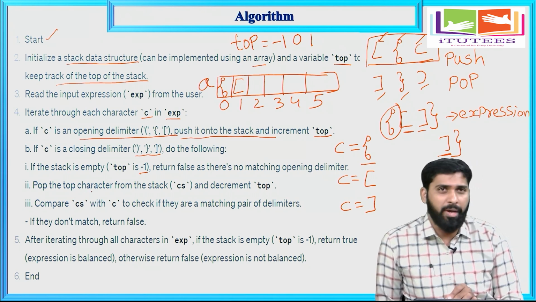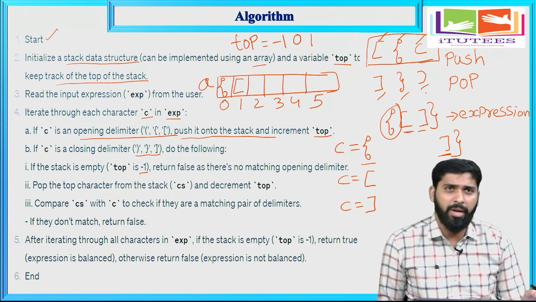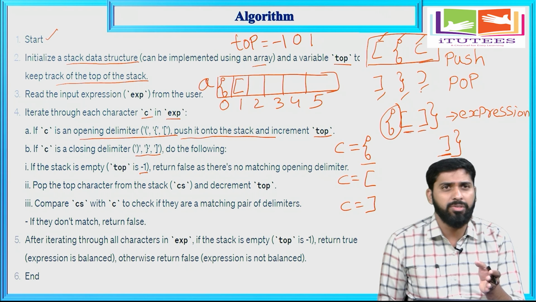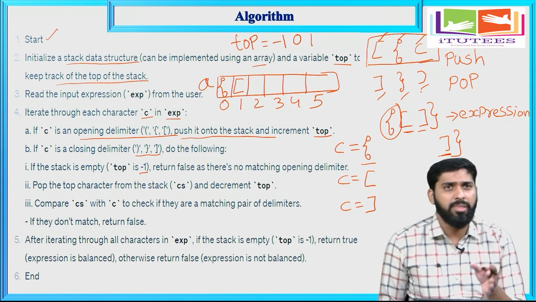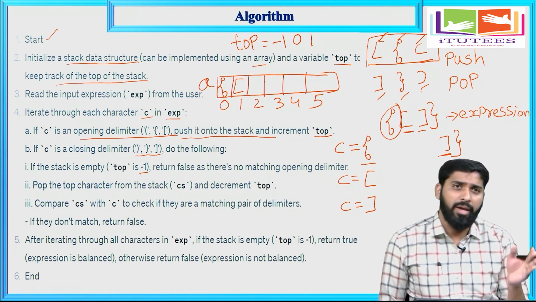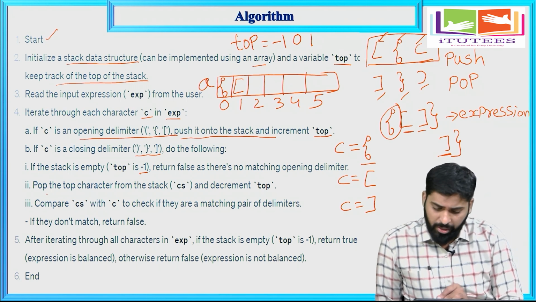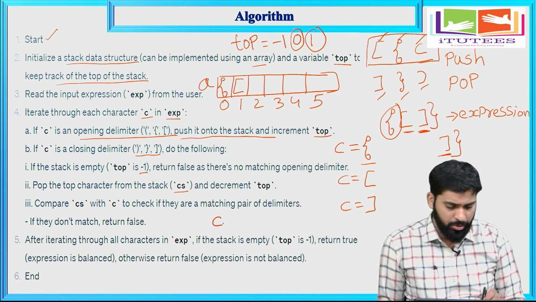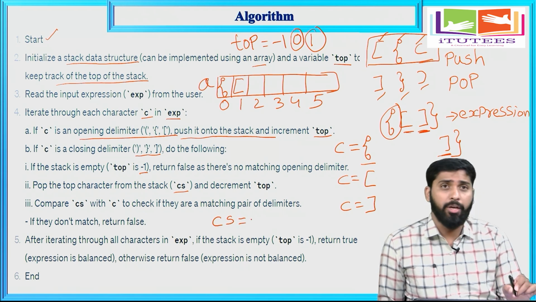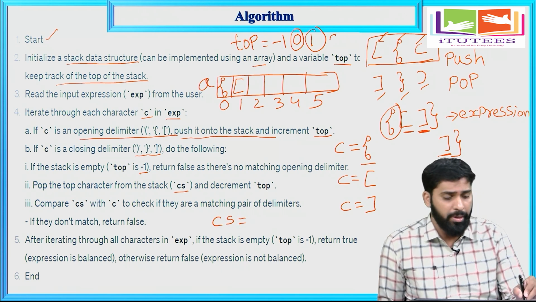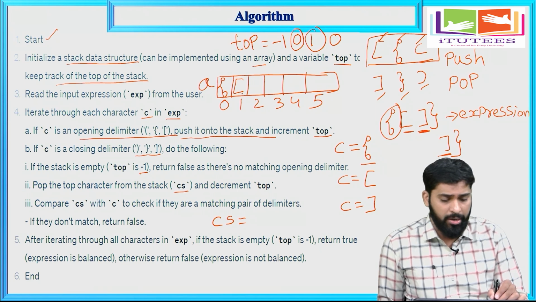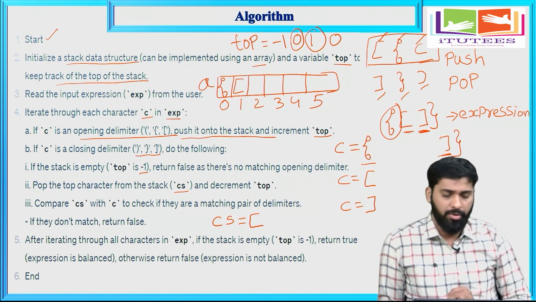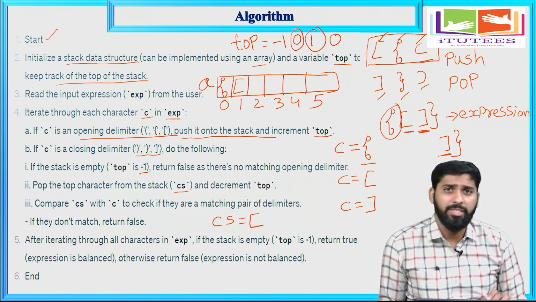Pop the top character. If it is a closing bracket, then pop. If it is open, push the character into the stack. If it is a close, then pop the character from the stack. Now pop the top character from the stack. So now CS equals the top element, and decrement the top value. So again top becomes 0 and CS is this one, the open square bracket.